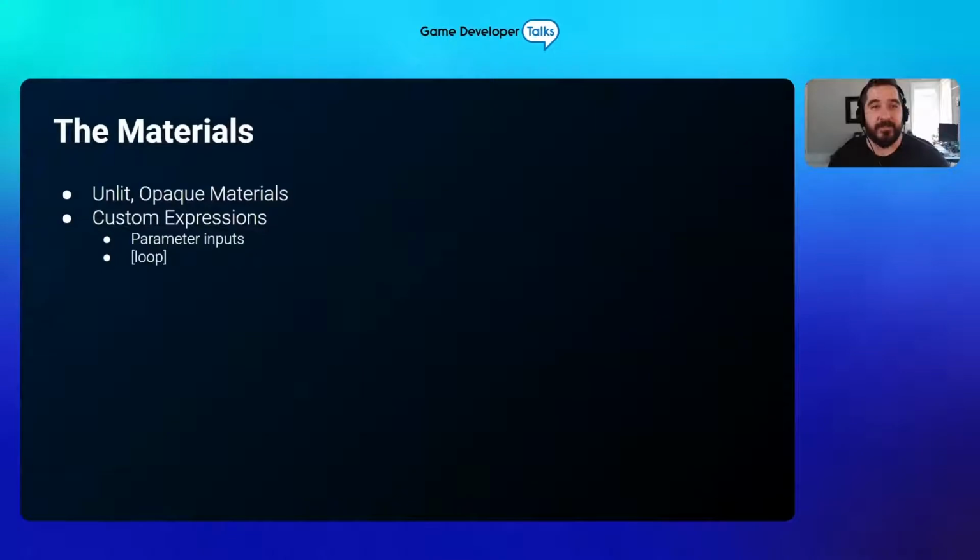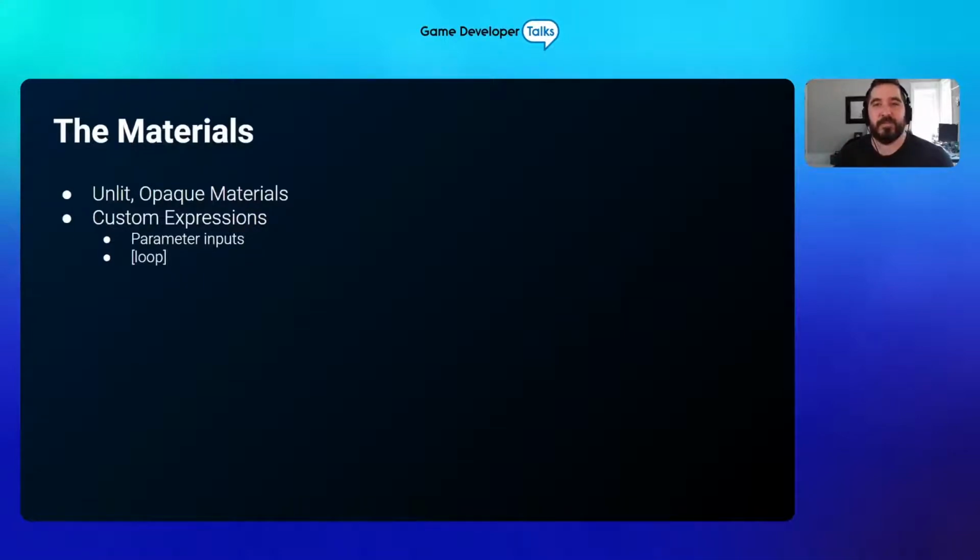So each material is going to be unlit. It's going to be opaque to minimize the outside influence on how long everything took to render. And most of these examples will use custom expressions with parameter inputs and a for loop with a bracket loop specifier around it. I'll get to that in a second.